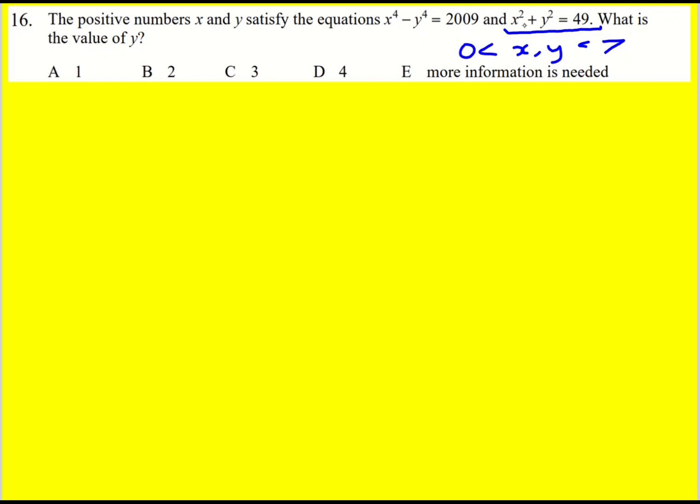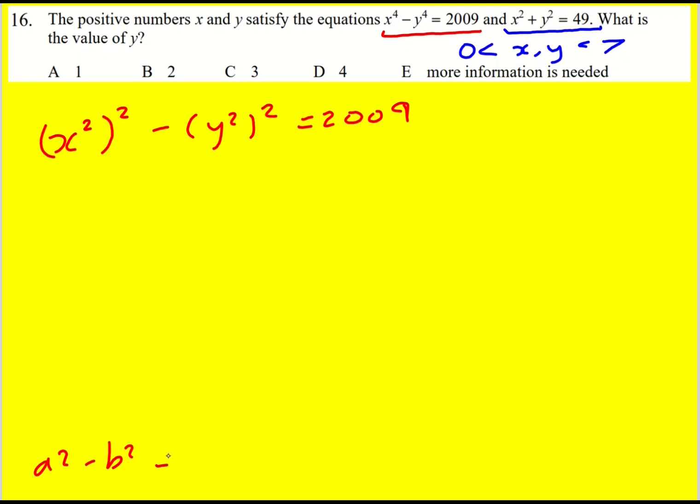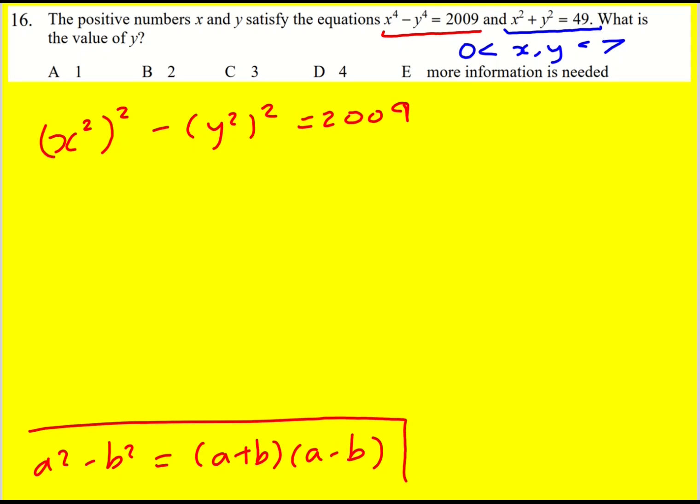Okay, now we've got this x squared plus y squared, but we have an x to the 4 minus y to the 4. So I'm going to look into that. And actually, this is a difference of two squares, because it's x squared squared minus y squared squared equals 2009. And if ever you have a squared minus b squared, you can write it as a plus b times a minus b. This should be in your toolkit ready to use.